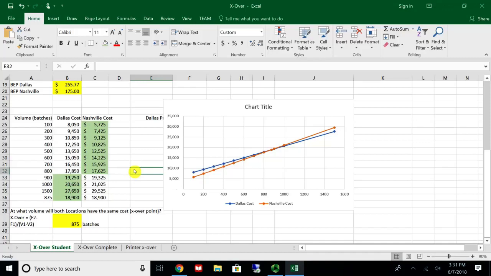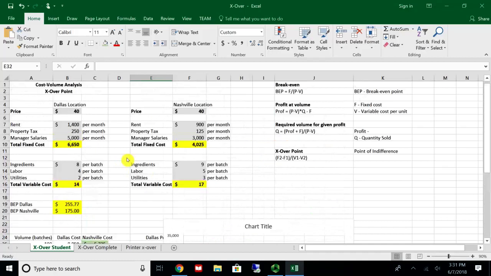So that's a crossover problem. I think I've got a similar problem, maybe a little bit more simple, that has to do with the printer. So we'll see if we can work on whether we should buy an inkjet printer or a laserjet printer, and I'll leave that one for you to solve.